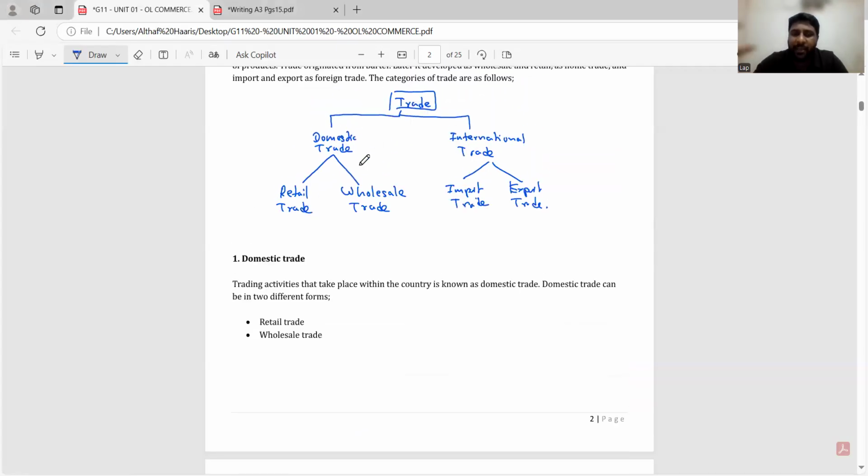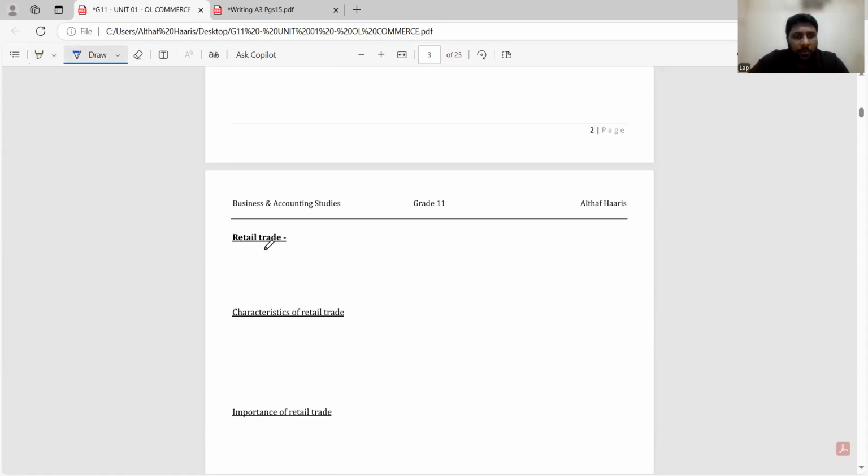Domestic trade means trade which is happening within the country. Here, highlight these things. Highlight trade activities that take place within the country. Within the country. International trade is with the other countries. With the other countries. So now we'll write the note about retail trade.